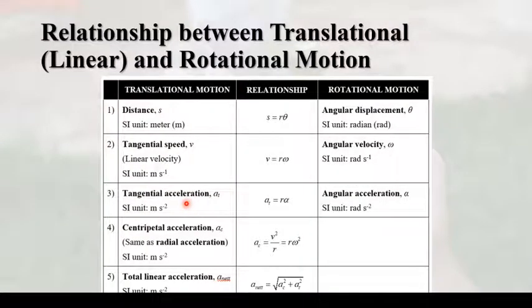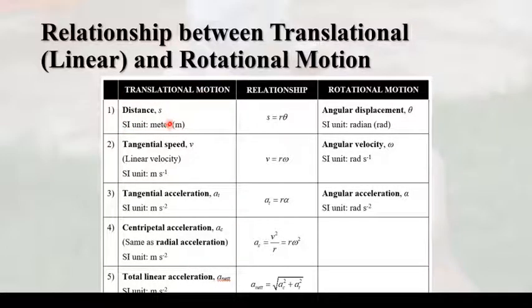Okay, so just now was an introduction to the new terms. Now we're going to look at this table. This is the most important thing in this chapter because it tells you how to convert a quantity from linear into rotational, how to link these two things together. So the relationship between translational, which is linear motion, and rotational motion.